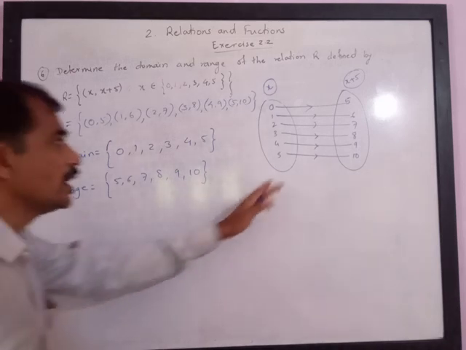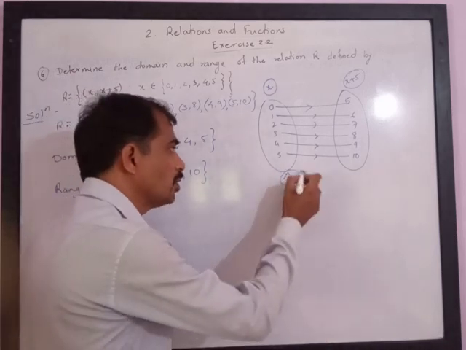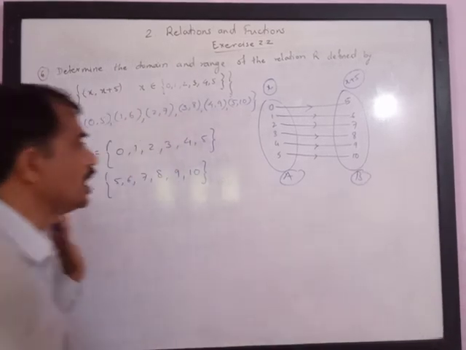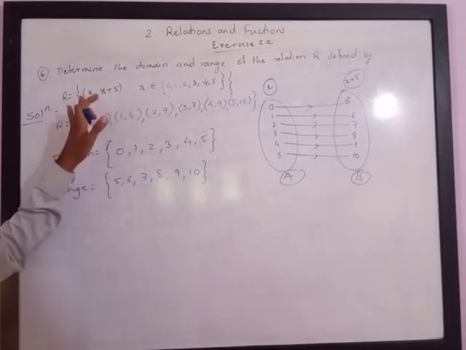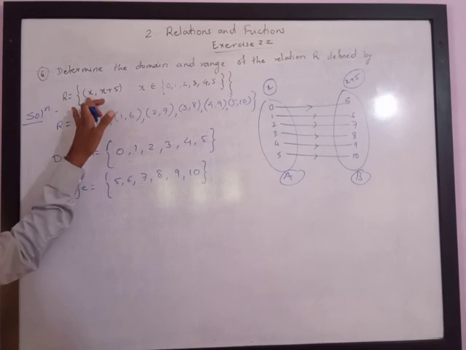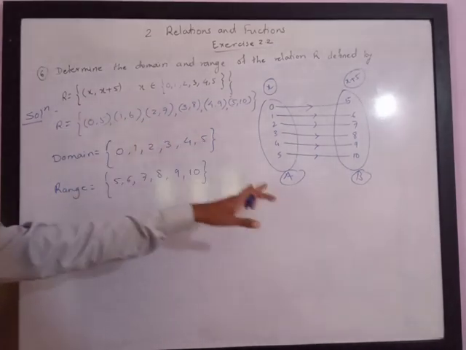Please note here the names are not given. You can give any name to the sets A and B. So it is a relation from A to B in such a way that x is the element of set A and the second element is the element of the second set.